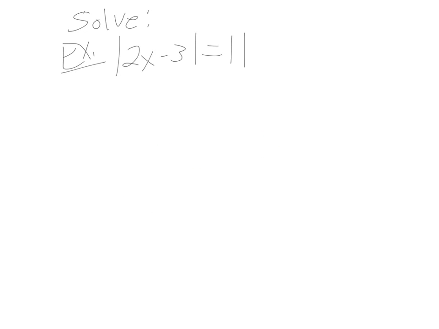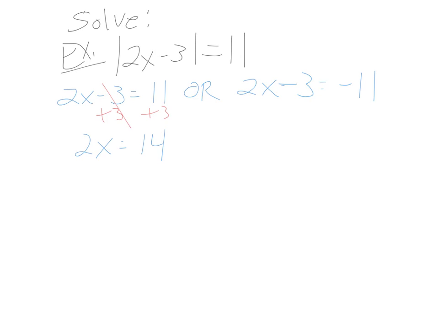So we want to solve the absolute value of 2x minus 3 equals 11. We need to write this twice. First, 2x minus 3 equals positive 11, then the word or, 2x minus 3 equals -11, and then we just solve those two equations. On the left side, add 3. 2x equals 14. Divide by 2. And x equals 7. So that's one answer.